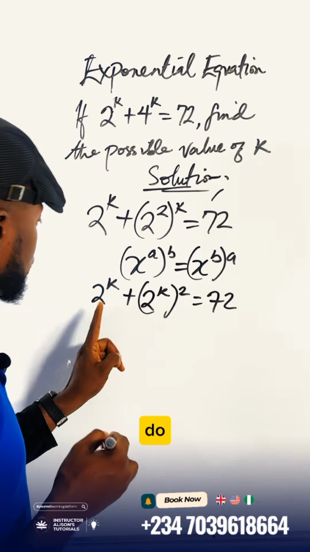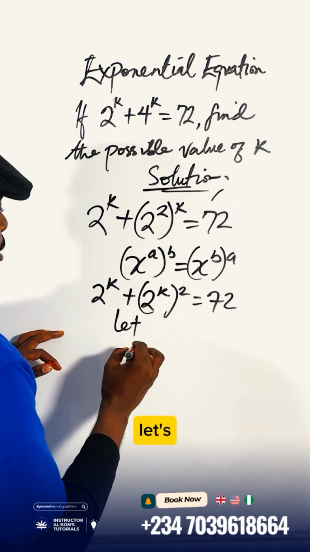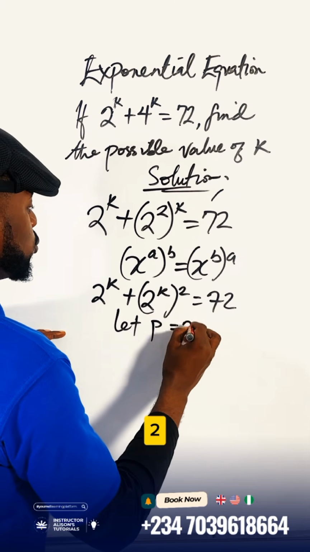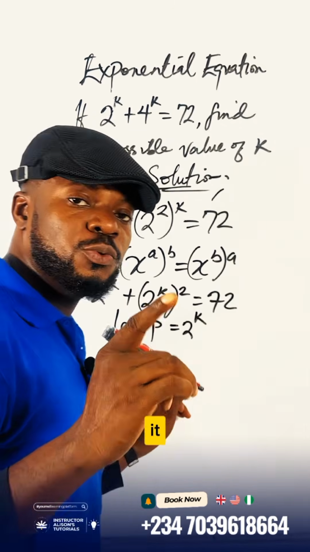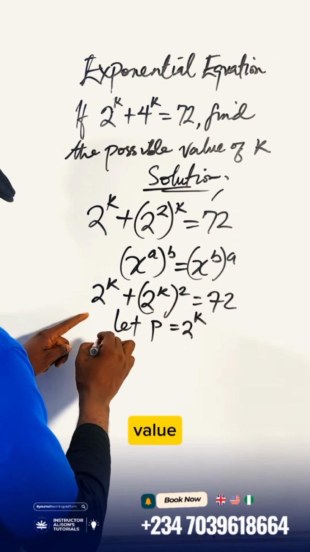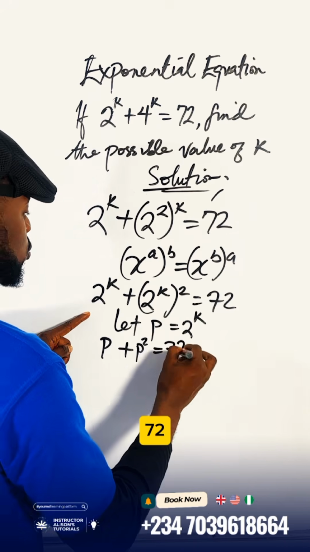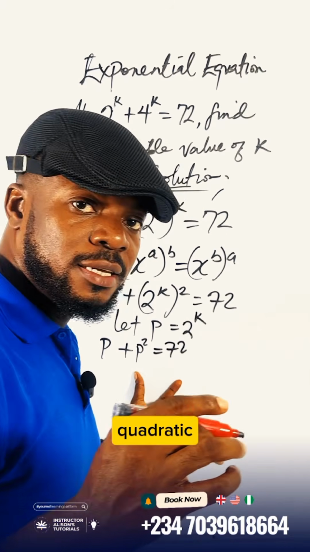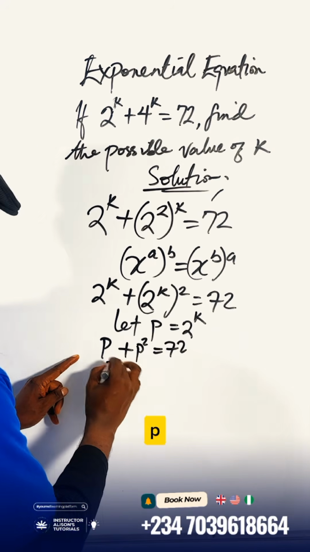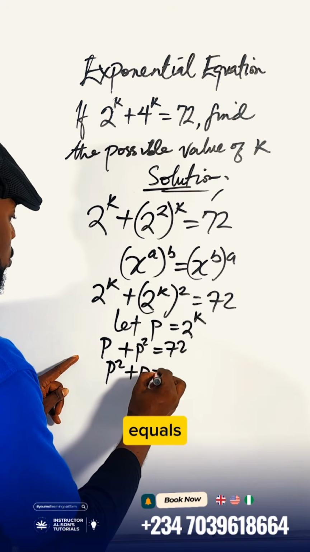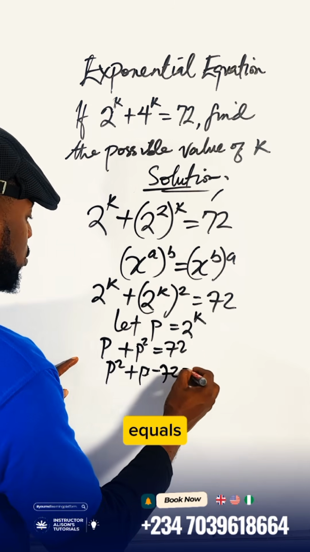Now, what do we need to do? This looks exactly like this. So if I could make a little statement, let me use p to be equal to 2 to the power of k, meaning that anywhere I see this 2 to the power of k, I'll replace it with p, so I can get that value really quick. So I have p plus p squared equals 72. This forms a quadratic. If I rearrange this, taking this over this part, I will have p squared plus p minus 72 equals 0.